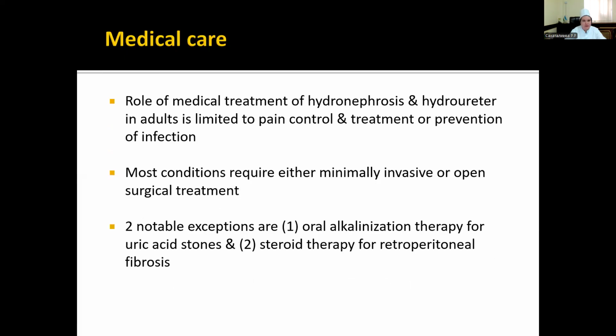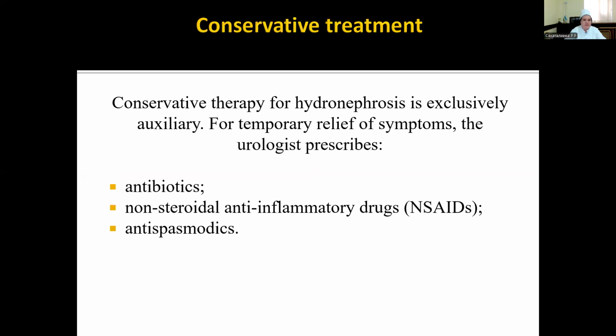Medical care. The role of medical treatment of hydronephrosis and hydroureter in adults is limited to pain control and treatment or prevention of infection. Most conditions require either minimally invasive or open surgical treatment. Two notable exceptions are oral alkalization therapy for uric acid stones and steroid therapy for retroperitoneal fibrosis. Conservative therapy for hydronephrosis is exclusively auxiliary for temporary relief of symptoms. The urologist prescribes, as I said, antibiotics, non-steroidal anti-inflammatory drugs, and antispasmodics.